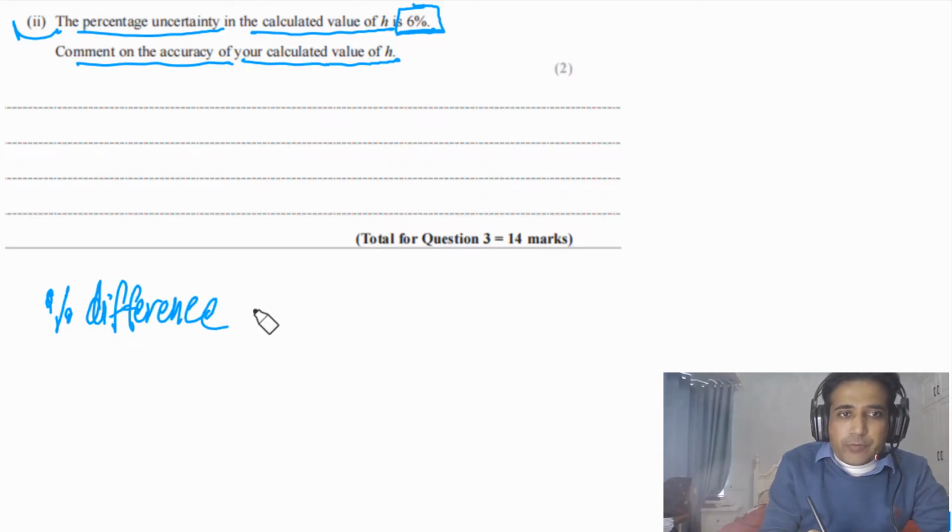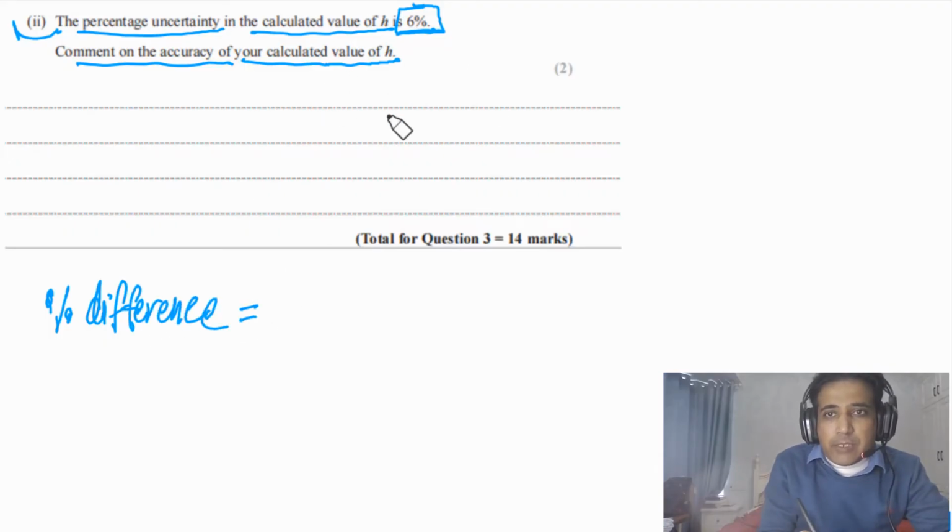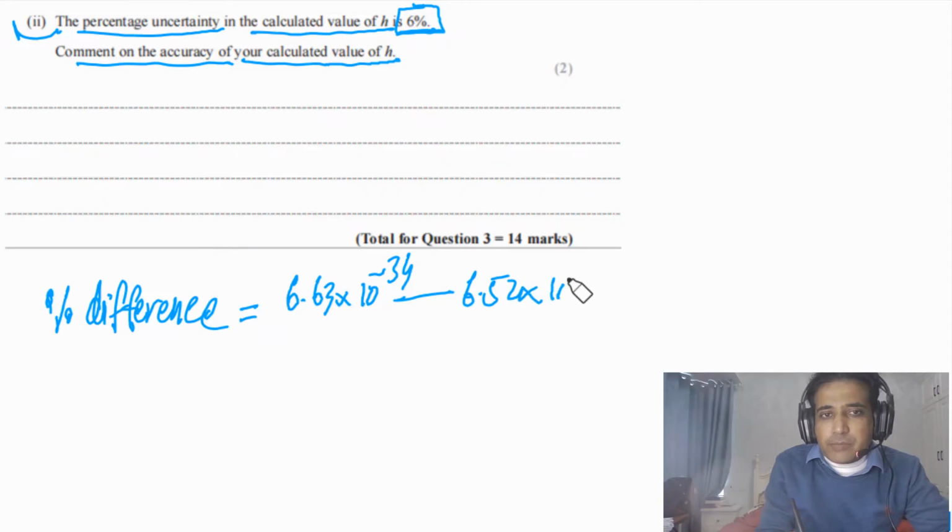Percentage difference. We have accepted value, or we can say the standard value of Planck's constant, that is 6.63 times 10 to minus 34, and our calculated value is 6.52 times 10 to minus 34, and we need to divide by the accepted value, mean the standard value of H.